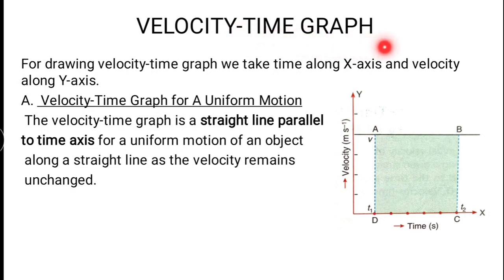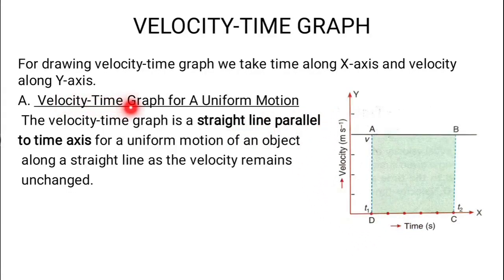Velocity time graph. A velocity time graph tells the variation of velocity with respect to time. And for a motion along a straight line in a given direction, we know the magnitude of speed is equal to the magnitude of velocity. So, a velocity time graph is also known as a speed time graph. Again, in a velocity time graph, velocity is dependent on time. So, velocity is represented along the y-axis and time is represented along the x-axis.